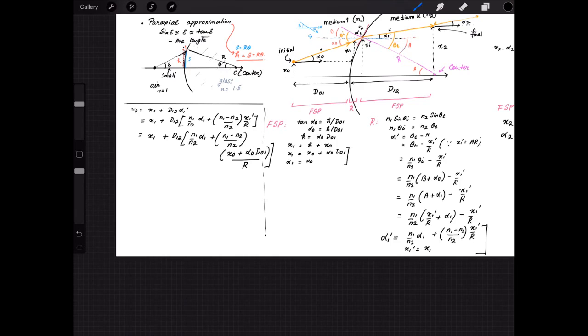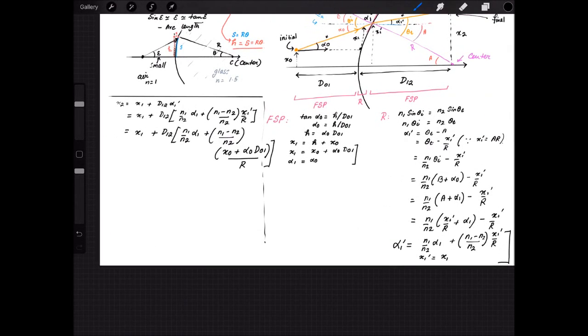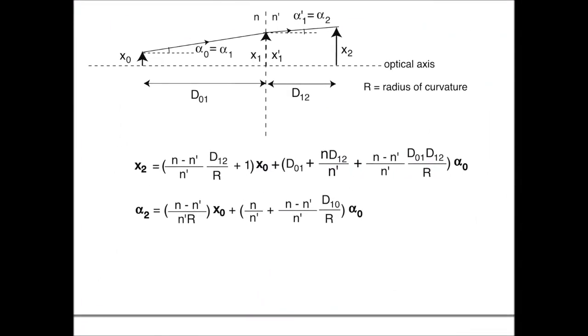Your alpha 2 was alpha 1 prime, and alpha 1 prime we have already defined, and we can simply put in the value of x1 prime over there. So alpha 2 equals alpha 1 prime equals n1 over n2 times alpha 1, which is equal to alpha naught, plus n1 minus n2 over n2 R times x1 prime, which is equal to x1, which is equal to x0 plus alpha naught d01. So now if you solve this, rearrange the terms. I'm not going to do it here because I don't have much space. So solve and rearrange. You should see what you have in slide 23.